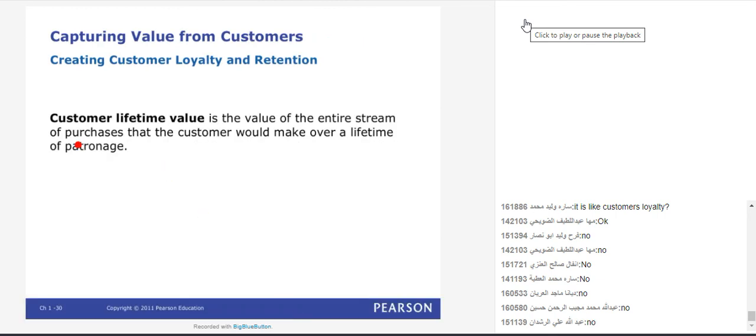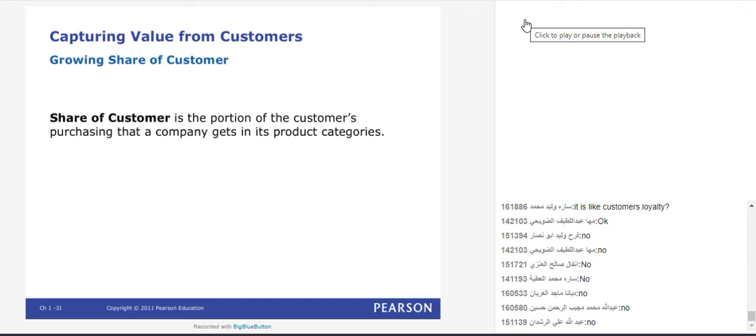We created value. Now we have a stream of purchases from the customer during his lifetime. How do I capture value back? I created a relationship, I made you a happy customer. Now I want something back to me. So I try to increase the customer share, the portion of customer purchasing that a company gets in its product category.